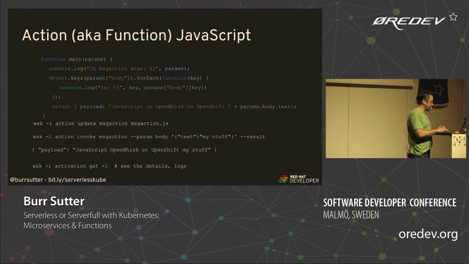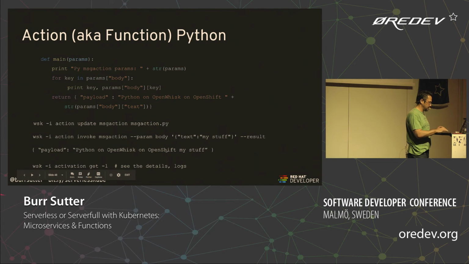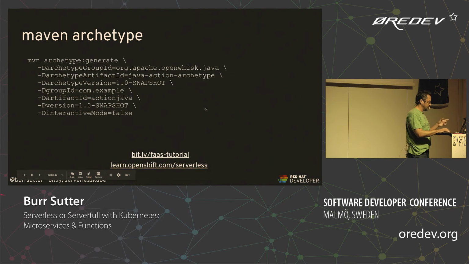Okay? Here's what I showed you earlier. This is what the code looks like in the case of JavaScript. And you have access to these slides at the bit.ly serverless cube link down here, so make sure you have access to the slides. There's a Maven archetype we've worked on for OpenWhisk. And of course, there's a detailed deep dive in the bit.ly fast tutorial where you can try some of this on your own, as well as an online learning experience.